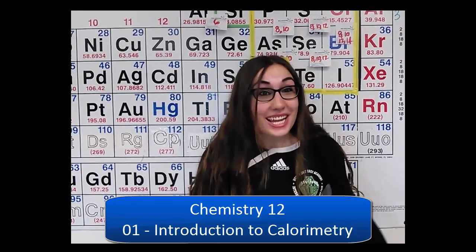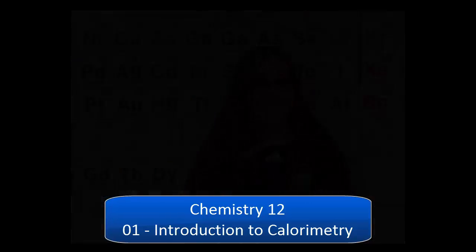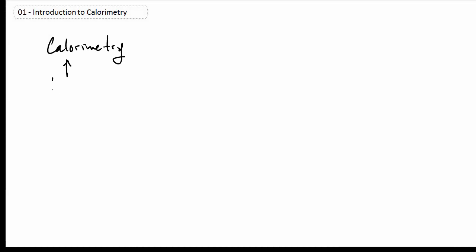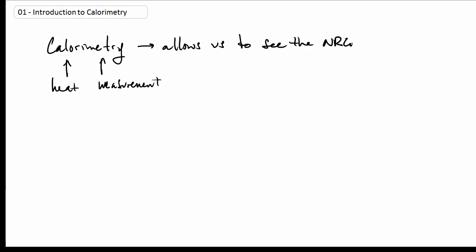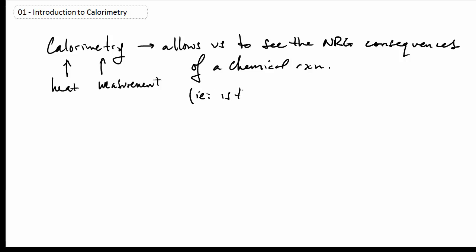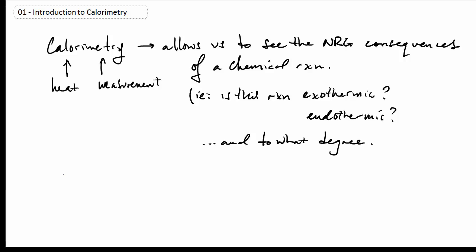And today's video is on calorimetry. So, calorimetry is heat measurement. This allows us to see the energy consequences of a chemical reaction. Is it exothermic and releasing energy to the environment, or endothermic and absorbing energy from the environment? Also, to what extent or to what degree is it?